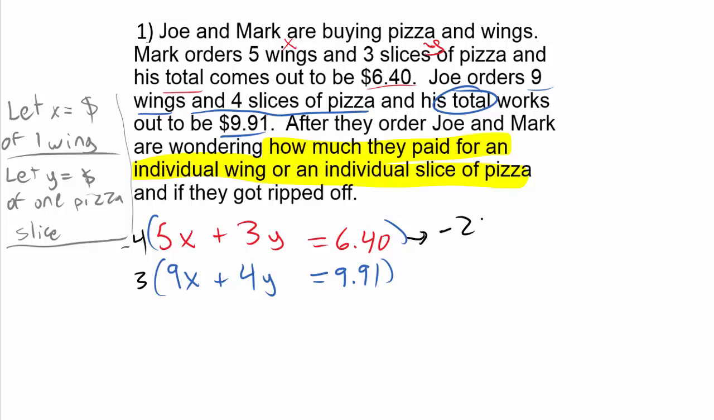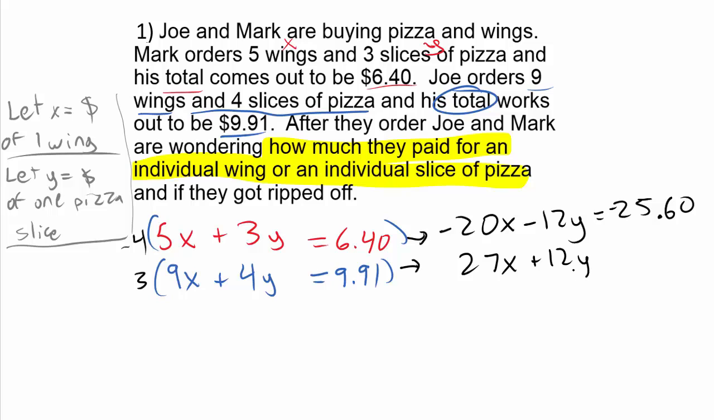So this is -20x minus 12y is equal to, if we take 6.40 times 4, that should give us $25.60, and that should be negative because we are dealing with -4. Over here we've got 3 times 9x, which is 27x, plus 12y is equal to, we need 991 times 3, which gives me 2973.